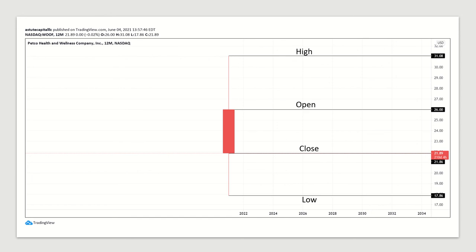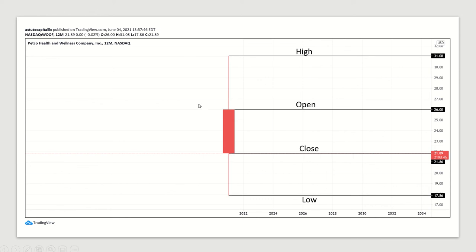Red candle, same example, same idea, right? Open is at the top, close is at the bottom, because it's moving down. And again, you can see the prices along here, right? So it opened at 26, it closed at around 21.89, but it had a high of 31. So at some point, it was all the way up here. And it also had a low of 17.86. So at some point, it was all the way down here. That's also important to understand.